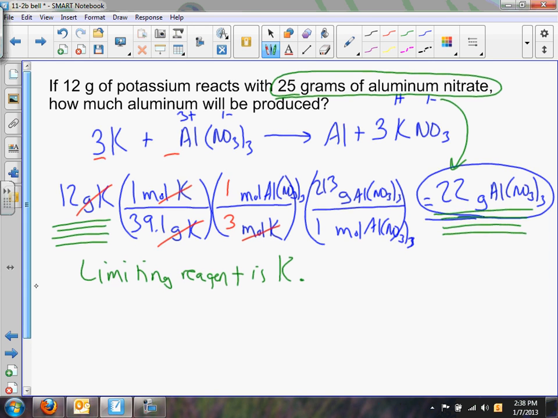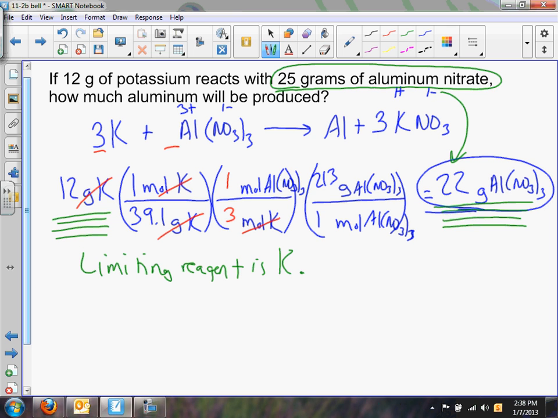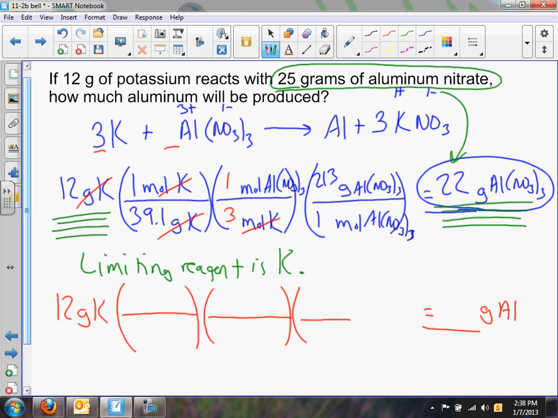Once I know what I'm going to run out of, I will use it to answer the question. So I'm going to take my 12 grams of potassium and turn that into how many grams of aluminum I can actually make, because if I run out of K, the reaction stops. So this simply becomes, once I know the limiting reagent, a simple mass-to-mass stoichiometry problem.